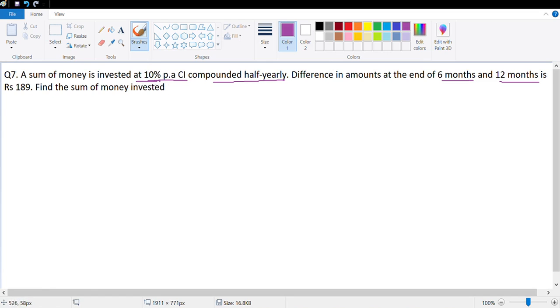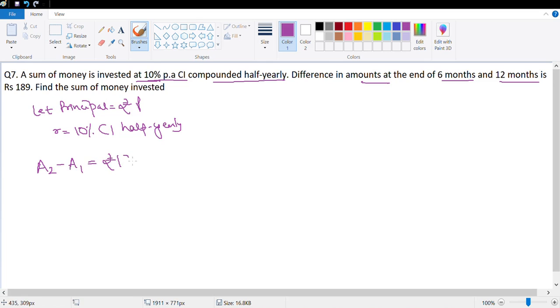So a sum of money is invested. Let principal be rupees P. Rate is 10% compound interest half yearly. Difference in amount, so consecutive amounts, the amount after the second term minus the amount after the first term, is equal to rupees 189. Let's substitute values and see what we get.